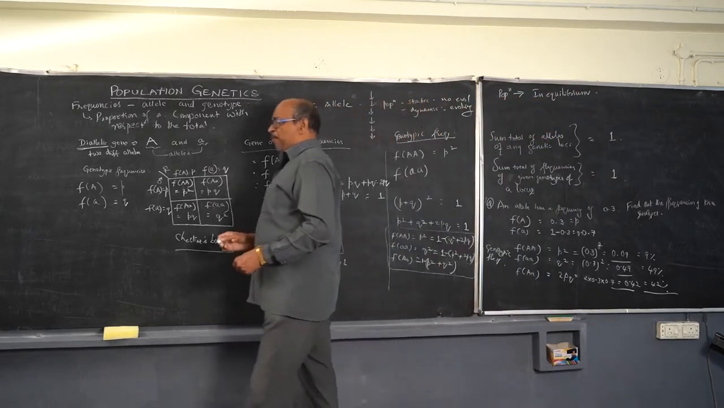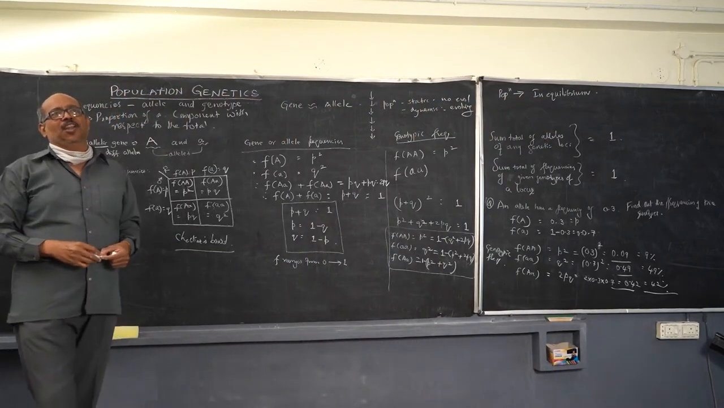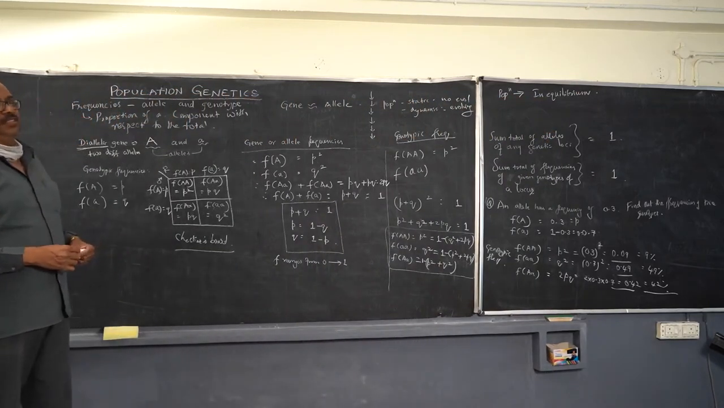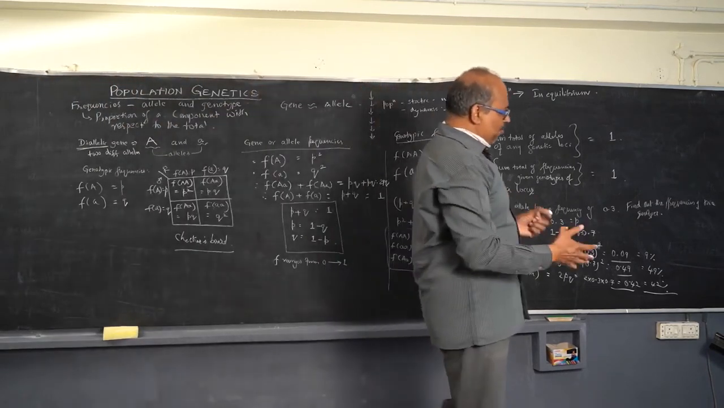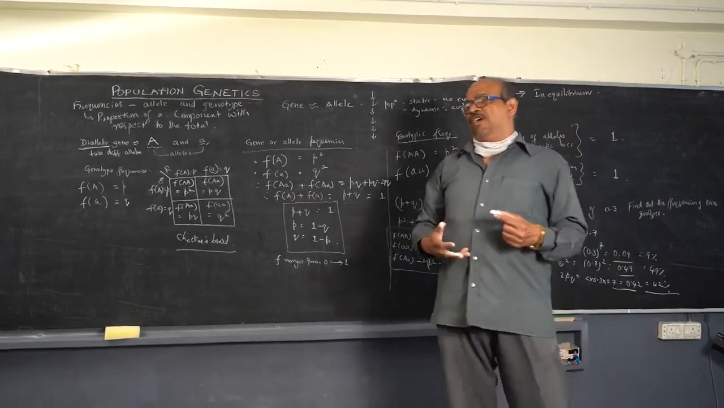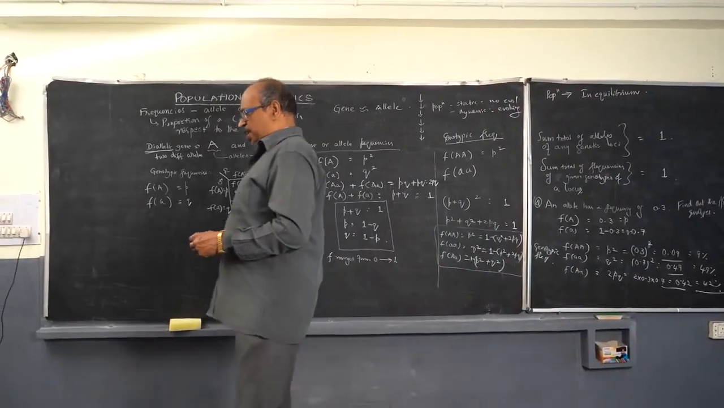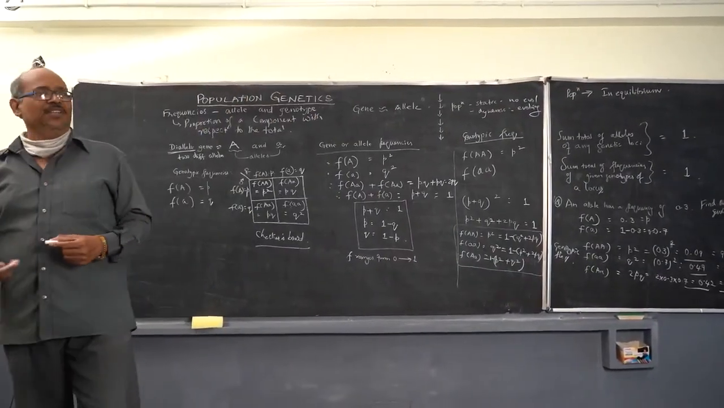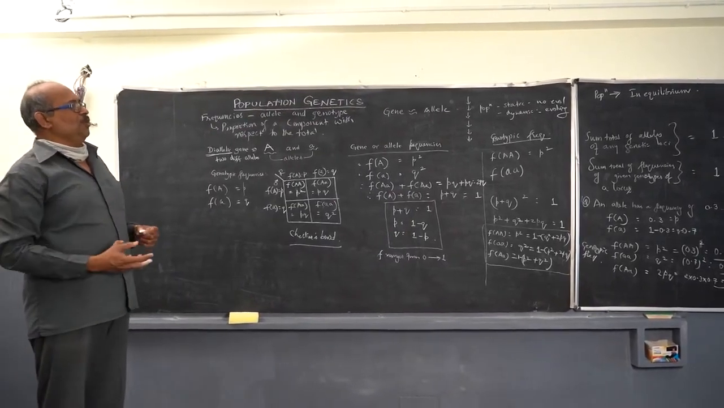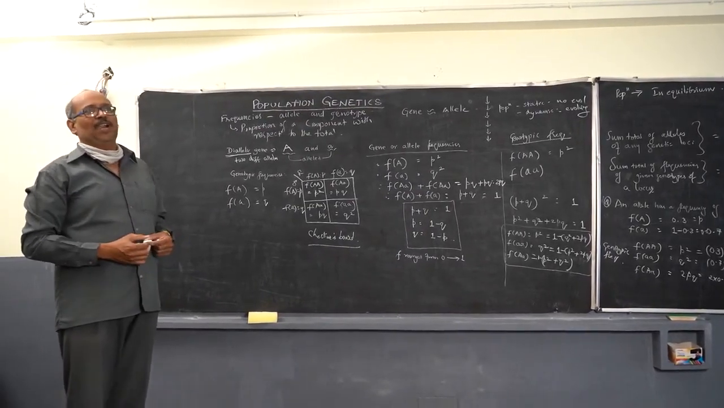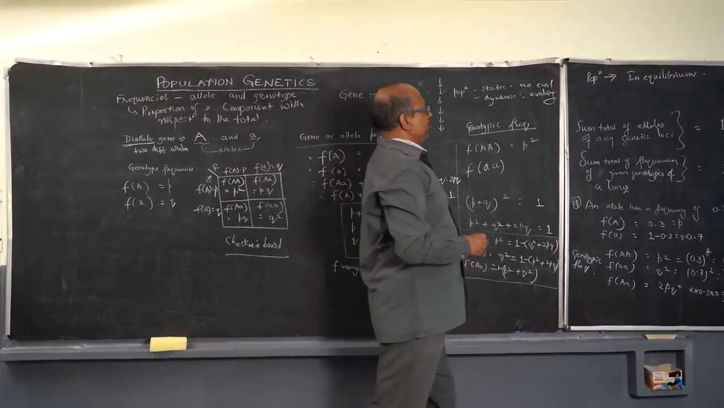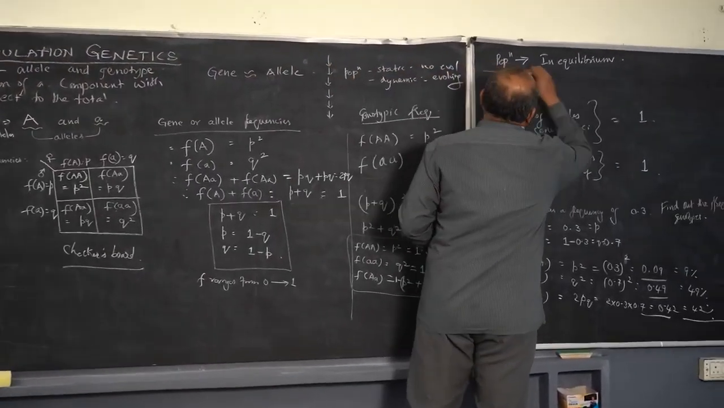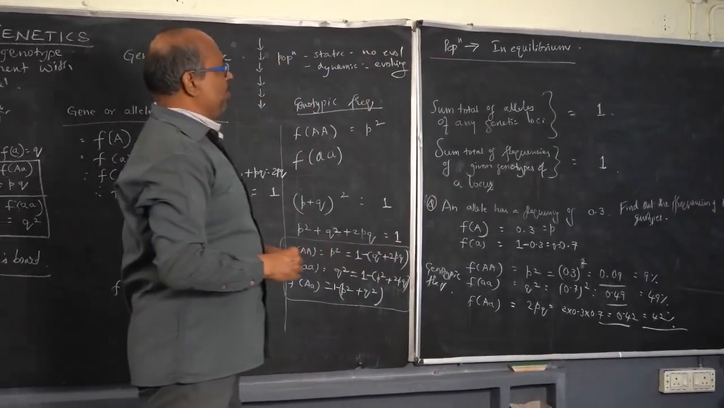Such kind of populations may not stay for a long period. That's the major problem. The population should undergo some part of the evolution. And only when it undergoes evolution, the population will be able to adapt to the new condition. So that's the first one, population in equilibrium.